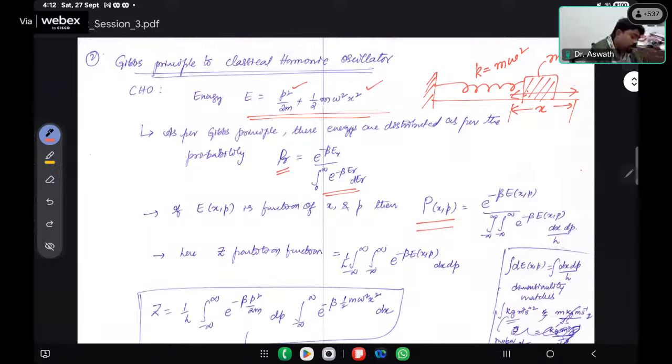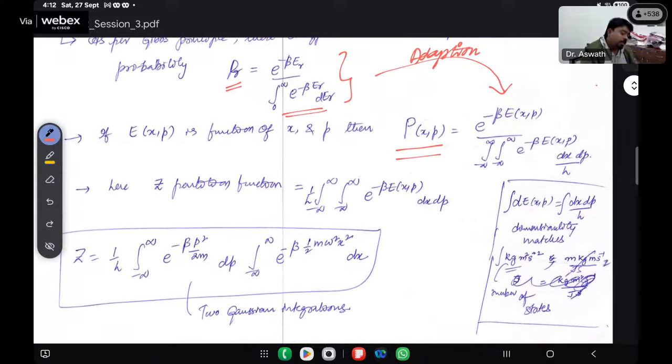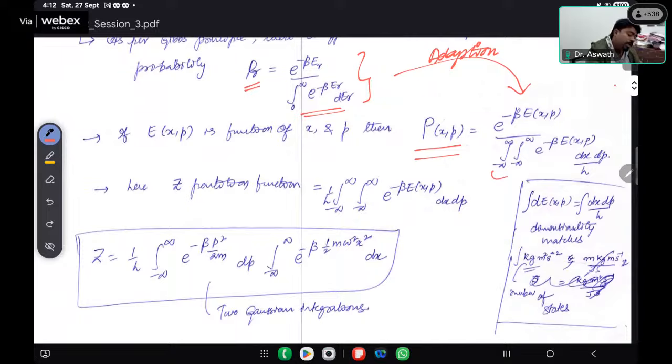Now adopt the expression of probability distribution accordingly. When you do it, in the denominator a double integral is there, because corresponding to dx one integral, corresponding to dp another integral, and there is an h term I am going to divide by. What I mean by the h term is that it is just to take care of the dimensionality.